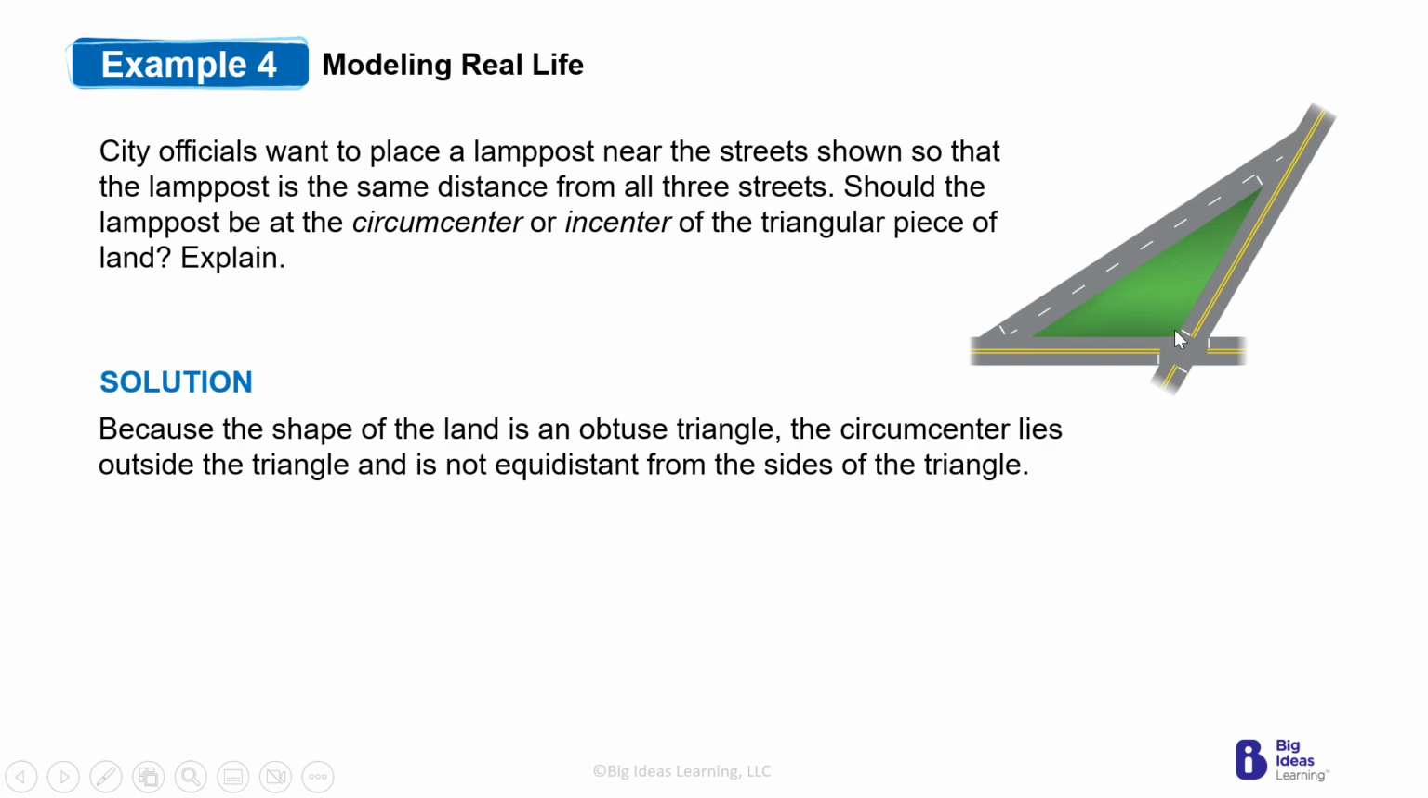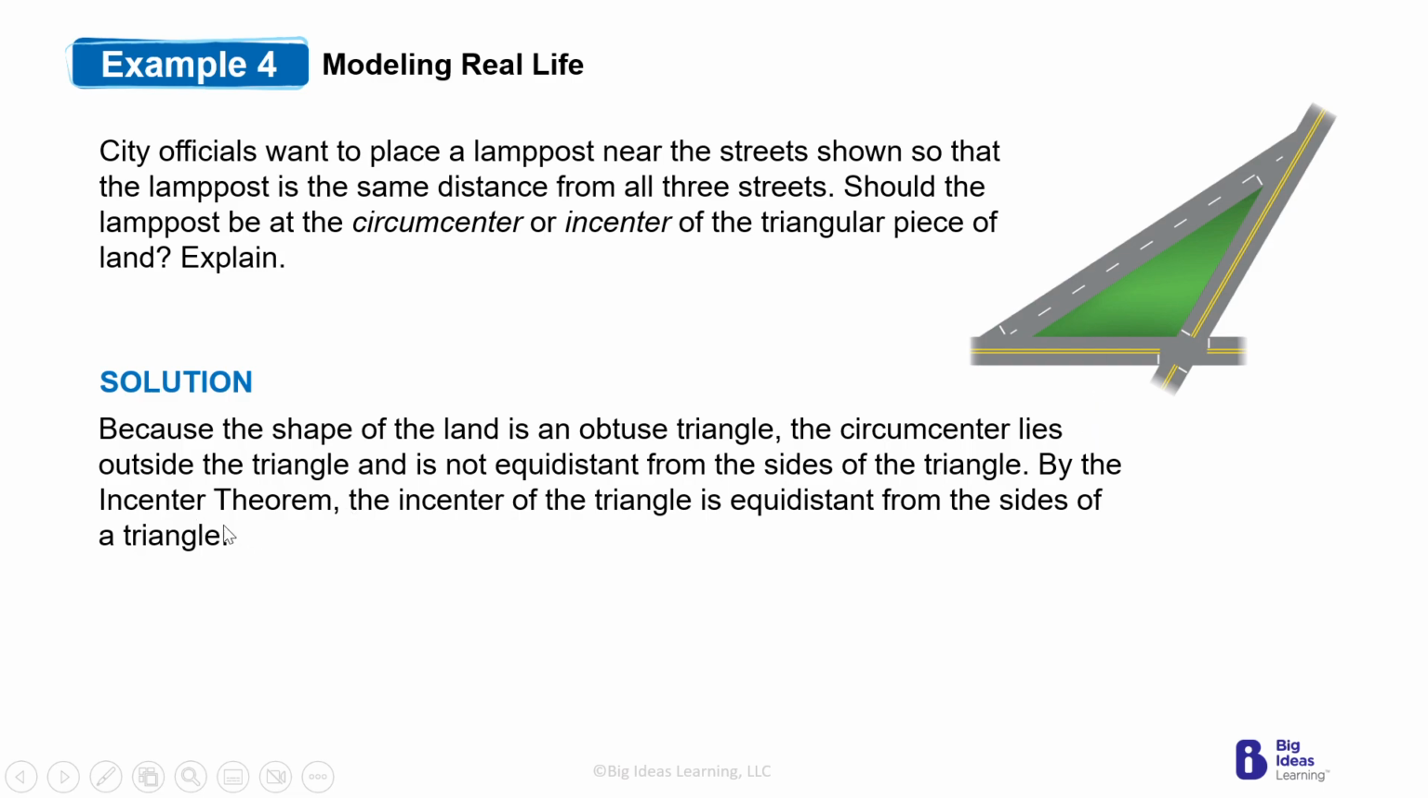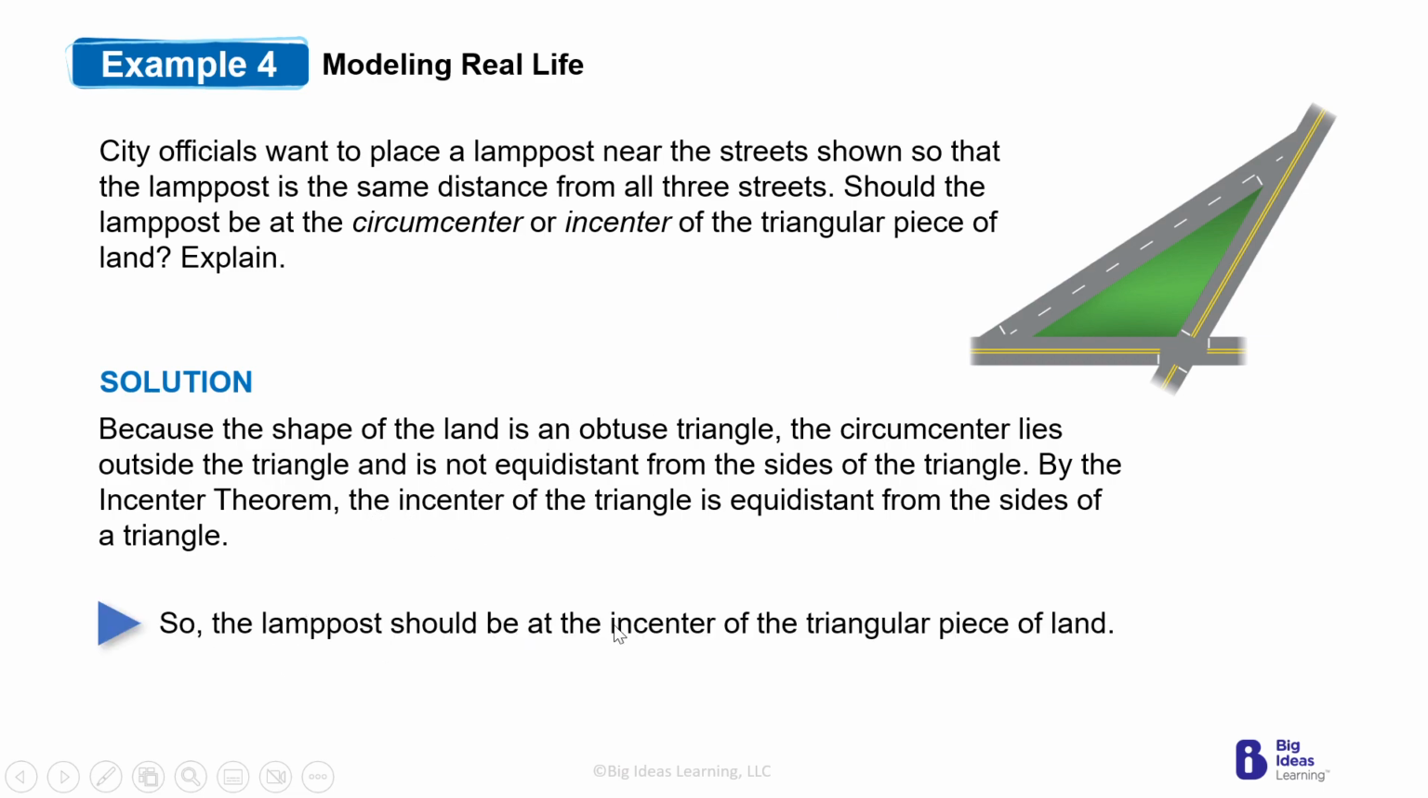Yesterday we learned that the circumcenter would lie outside of the triangle. It would be over here. And it would not be equidistant from the sides. It would be equidistant from the angles, so from where the streets meet. So by the incenter theorem, the incenter of a triangle is equidistant from the sides of a triangle. That's what we want. We want it the same distance from all three sides. So we're going to use that incenter. The lamppost should be at the incenter of the triangular piece of land. So it'll be like right there, and it should be the same distance from each of these.